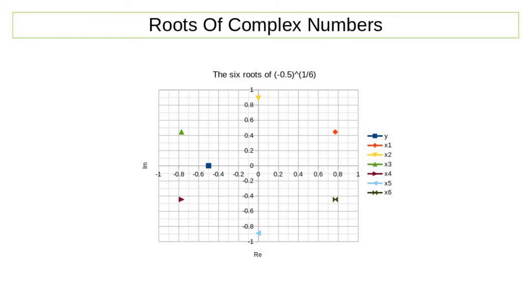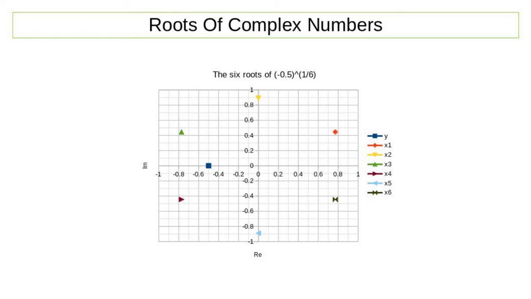Let's say we want to calculate the 6 roots of minus 0.5 to the power of 1/6. The number minus 0.5 is a real negative number, so its roots will be complex numbers. The argument of minus 0.5 is 180 degrees. So the arguments of the roots will be calculated as 180 over 6, which is 30, plus m times 360 over 6, which is m times 60.